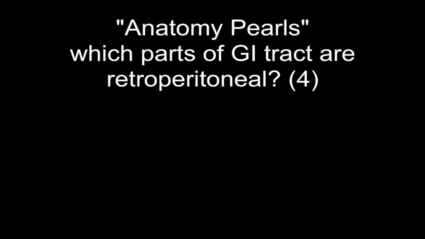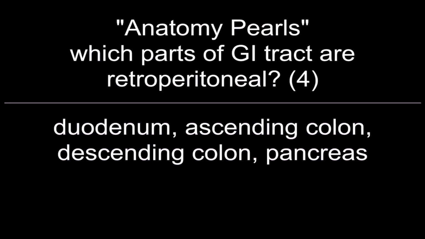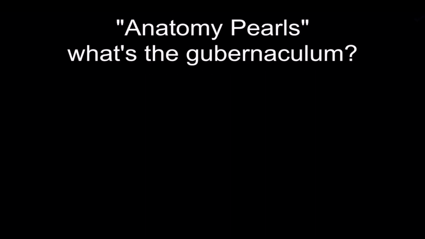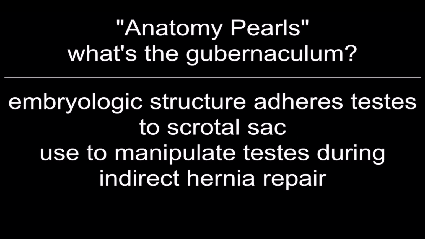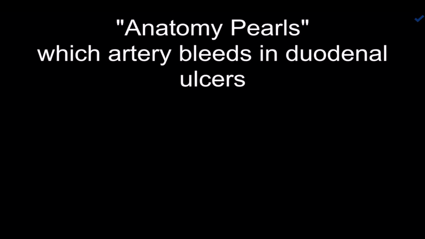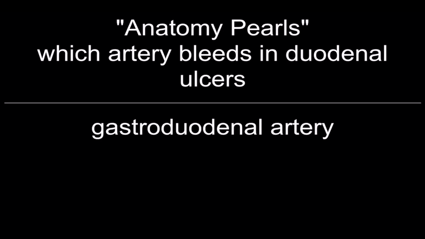Which parts of the GI tract are retroperitoneal? Duodenum, ascending colon, descending colon, and the pancreas. What's the gubernaculum? Embryological structure that adheres the testes to scrotal sac, and use it to manipulate the testes during indirect hernia repair. Which artery bleeds in duodenal ulcers? Gastroduodenal artery.